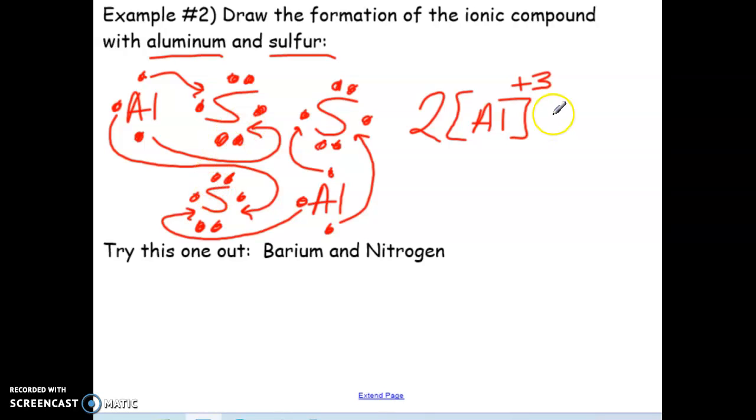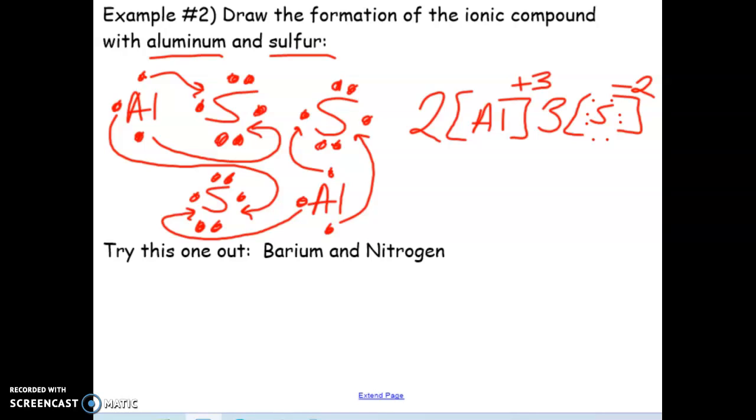Okay, and then we have 3 sulfurs. So sulfur has all 8 valence electrons that should be filled in here. Oh my goodness, that bothers me. Okay. And so for each sulfur, we have a -2 charge, right? So there you have it. So this is aluminum and sulfur.